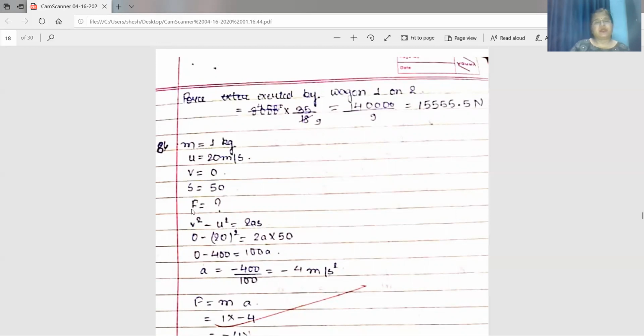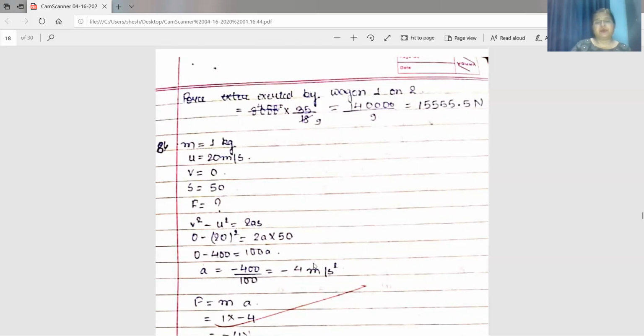Now using the third equation of motion, we will get acceleration. v square minus u square equals 2as. Here v is 0, u is 20. So 0 minus 20 square is equal to 2 into a, we don't know, s is 50. So this is 50 into 2, 100a, and here 20 whole square, so 400. Minus sign, you have to write it down. So a equals minus 400 by 100. You are getting minus 4 meter per second square.